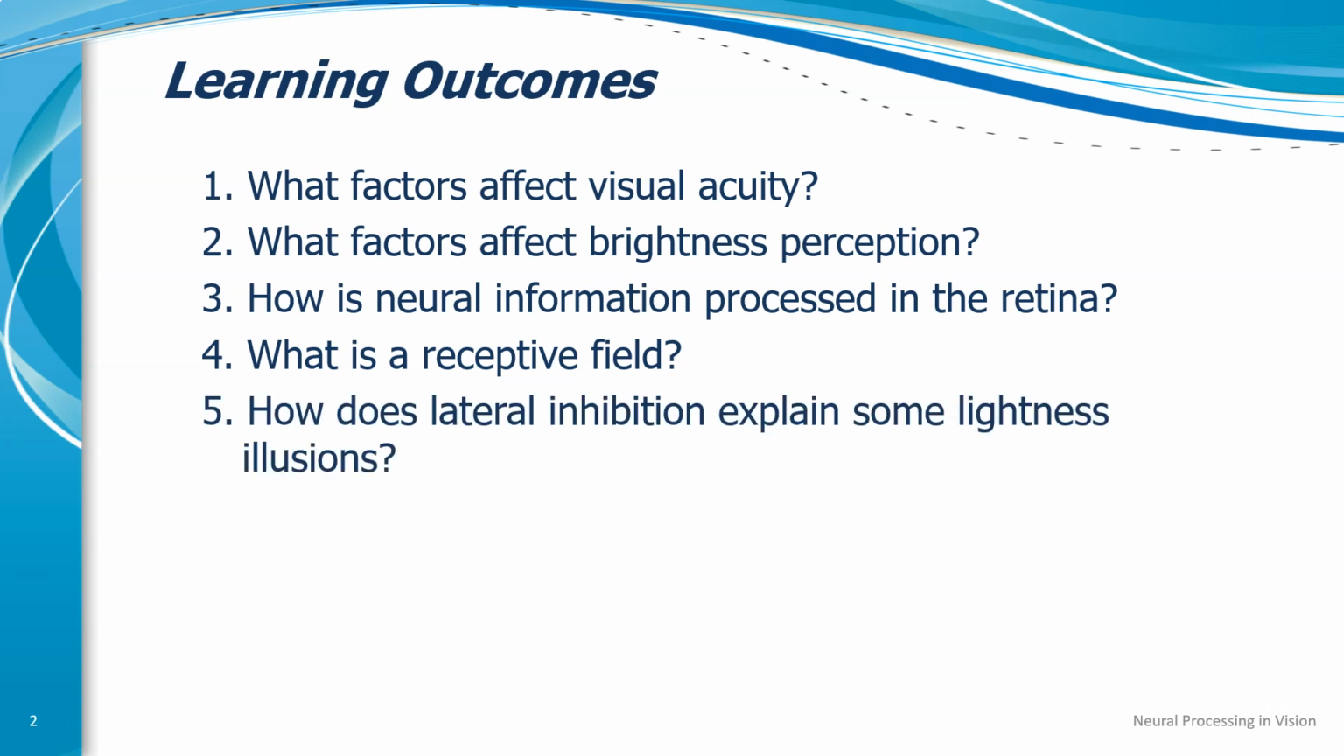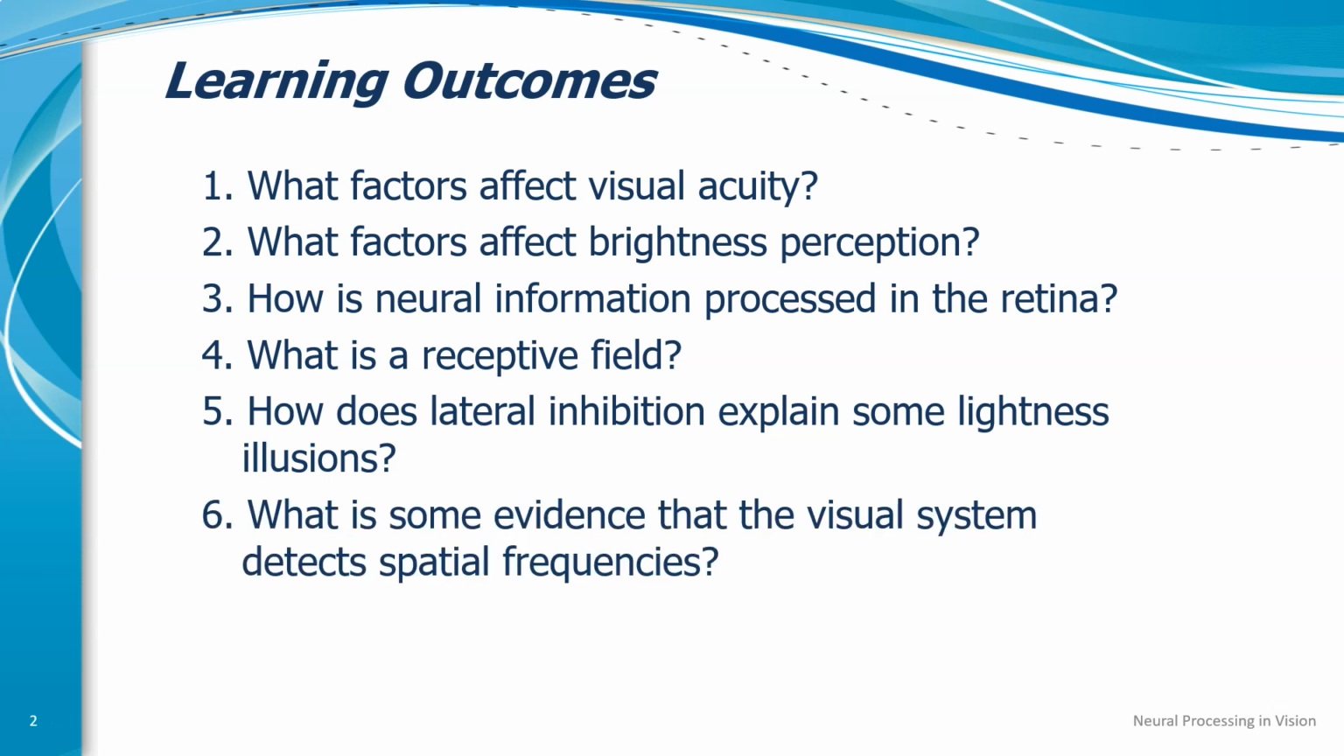Tying into this is something called lateral inhibition, so a little bit of anatomical wiring, and this might help us to understand the receptive field, and also it helps explain some lightness illusions. And I am going to be devoting quite a bit of time in this lecture to something called spatial frequencies and the spatial frequency approach, and I'll go through some evidence that our visual system actually does process spatial frequencies. But first, a look at visual acuity, which again is our ability to pick up fine details.